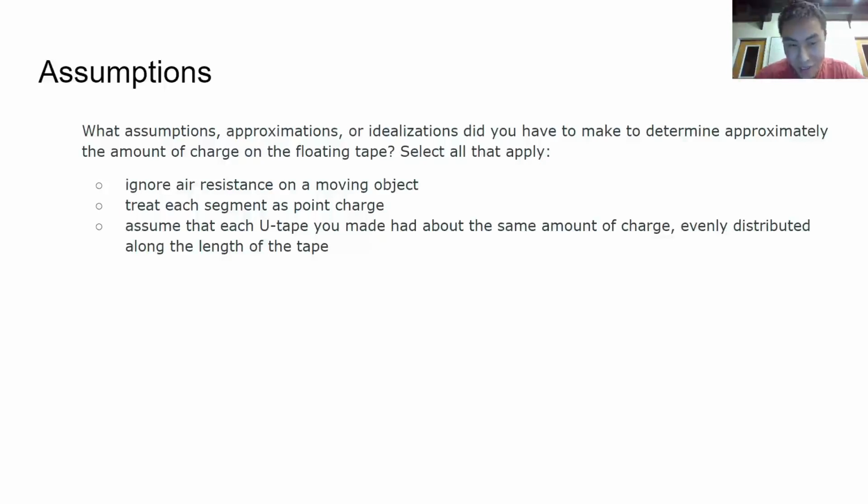Now we're also going to treat each segment as a point charge, so 100 total segments, 100 point charges, and assume that each U-tape that you made had about the same amount of charge evenly distributed amongst it. So that goes back to the fact that you can't create or destroy charges. When you rip them off, if this one has charge, then it had to come from that other piece that you ripped off.